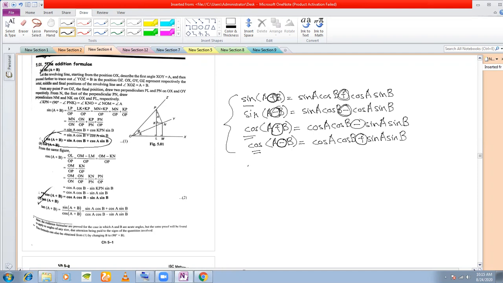You also have the compound angle formula for tan. Tan A plus B is equal to tan A plus tan B by 1 minus tan A tan B. Okay. Tan A plus B equals sin A plus B by cos A plus B. This is the compound angle formula for tan in terms of tan. I'm not writing tan in terms of sine and cos. Understood? You have to remember this formula.